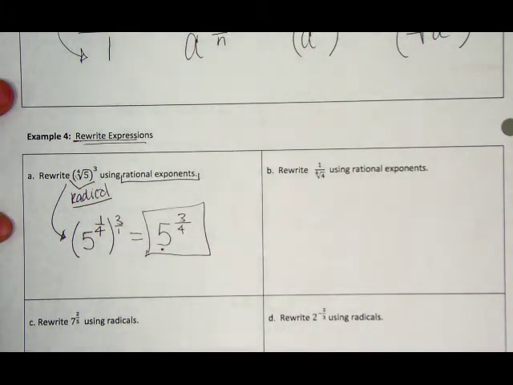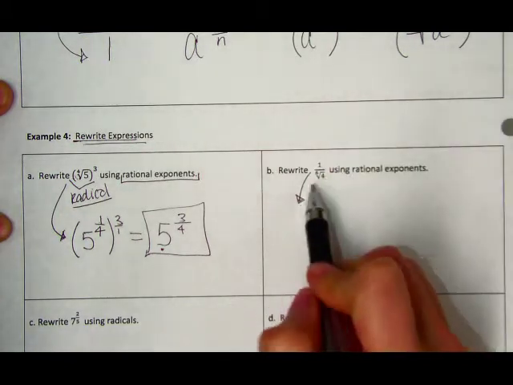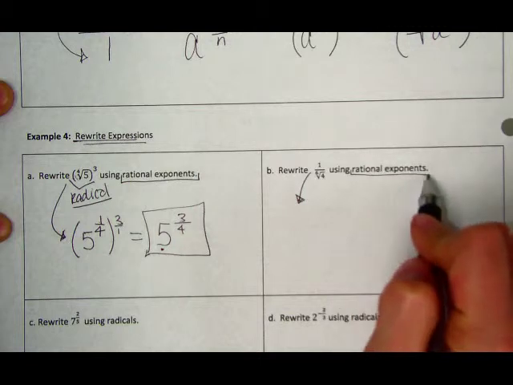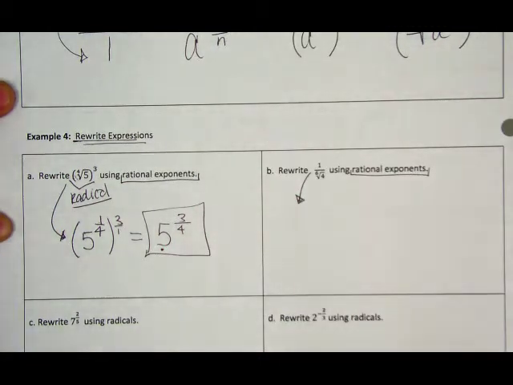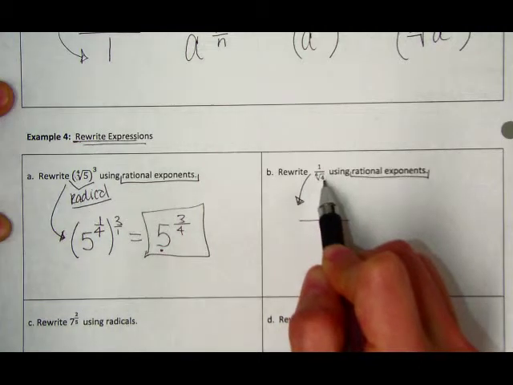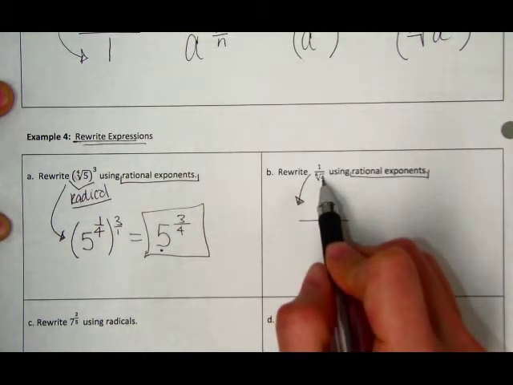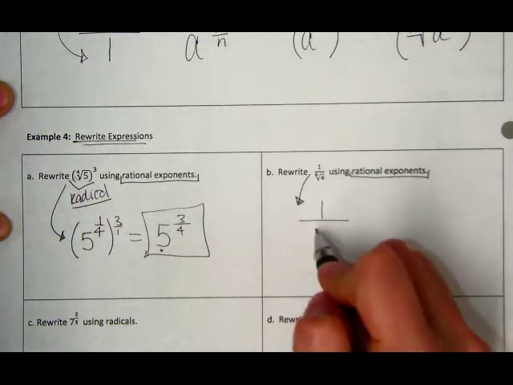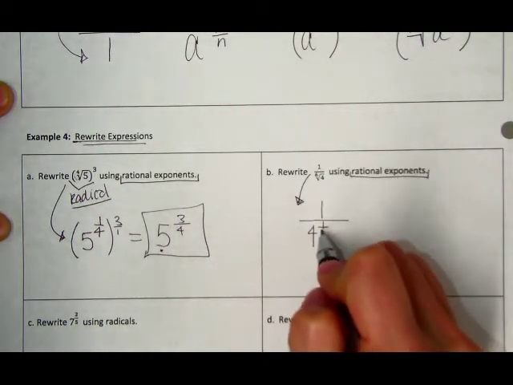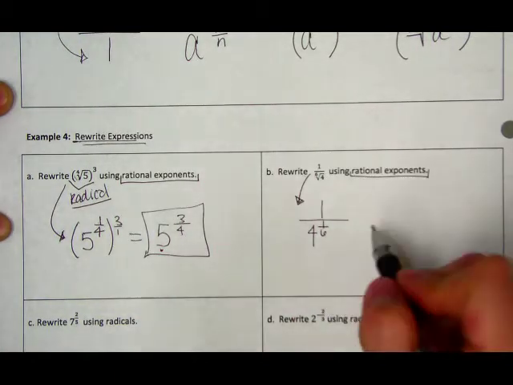Let's look at letter B. Letter B has us in radical form, obviously, because you see your radical symbols. We want to write it in rational exponents. So we're going to deal with our denominator. This is the same thing as 1 over, well, our index is 6, and our radicand is 4. So our 4 becomes our base, our index becomes our denominator, so this becomes the same thing as 1 over 4 to the 1/6 power.